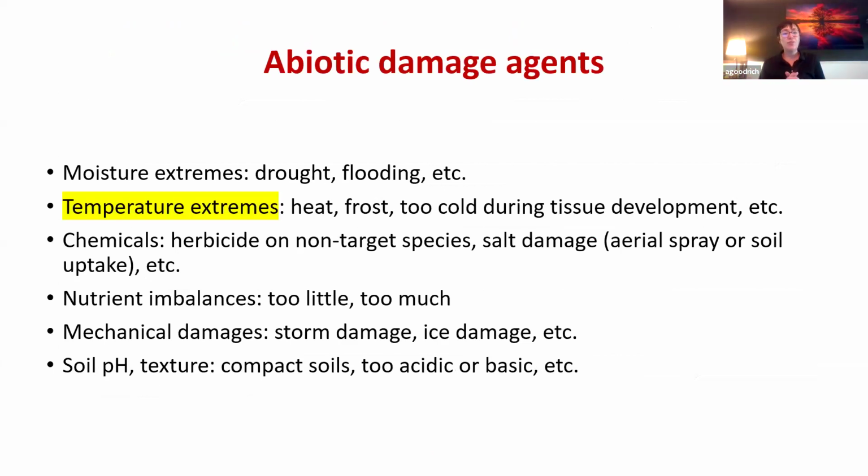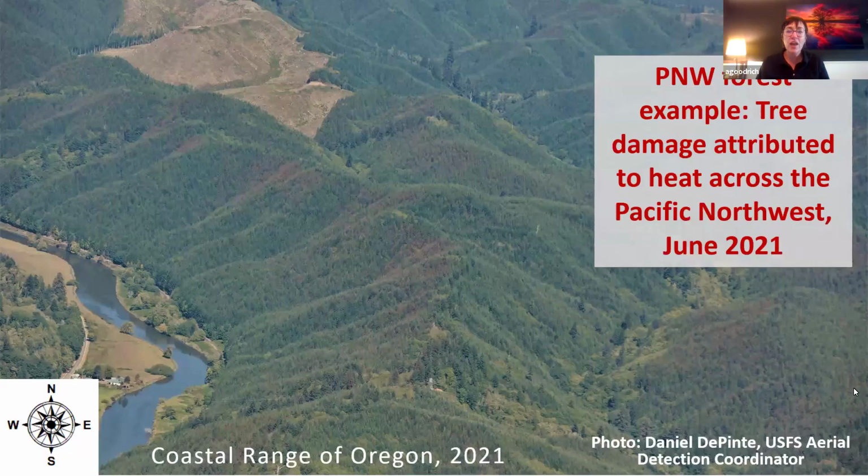Okay, so now I want to move on. We're going to do this a lot quicker. Talk about a story here in the Pacific Northwest related to these temperature extremes. And that has to do with the heat dome that occurred across the Pacific Northwest in June, the end of June 2021. And I want to point out what I'm trying to show with this photo.